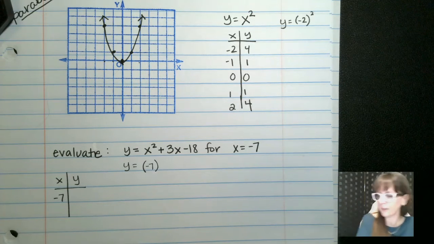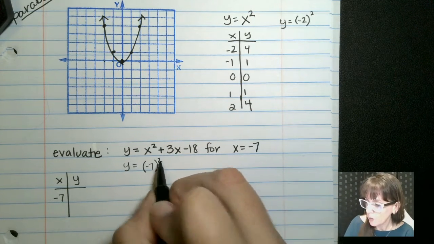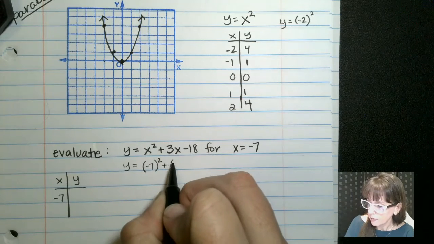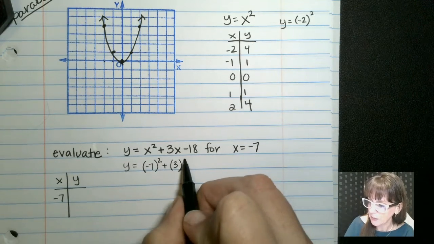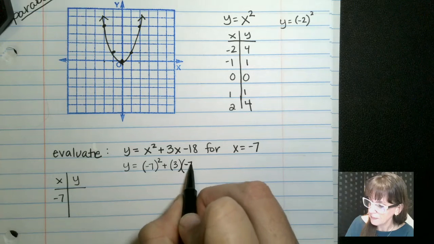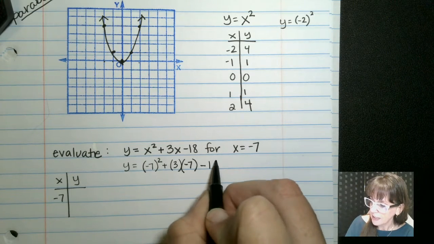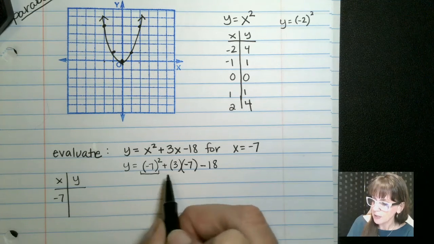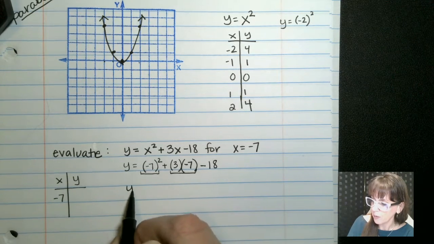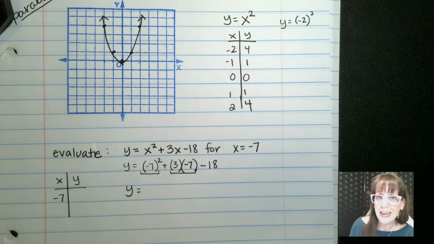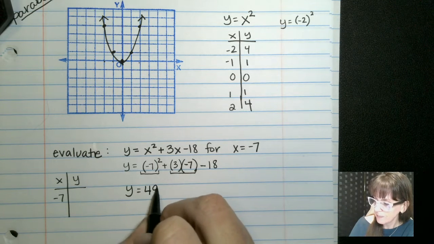Sorry, my pen is dying. (-7) squared plus 3(-7) minus 18. You don't necessarily have to put the 3 in parentheses. I accidentally did that. Remember, we do our exponents and our multiplication first. So we get y equals, quantity -7 squared is -7 times -7, which is +49.